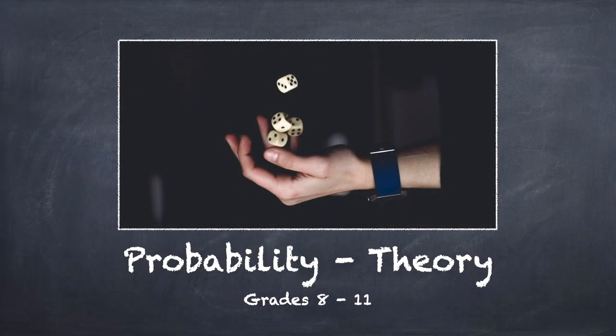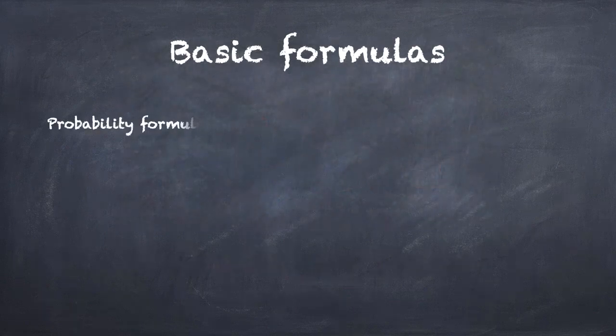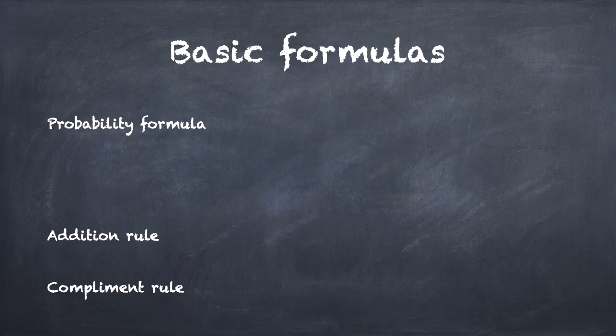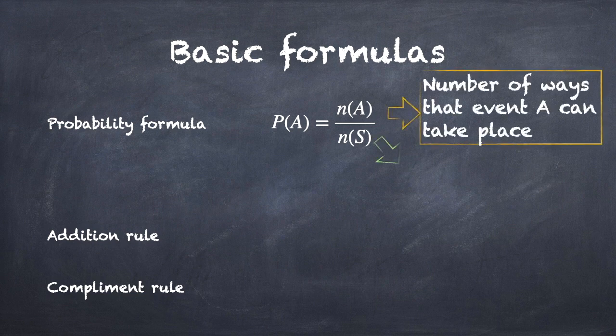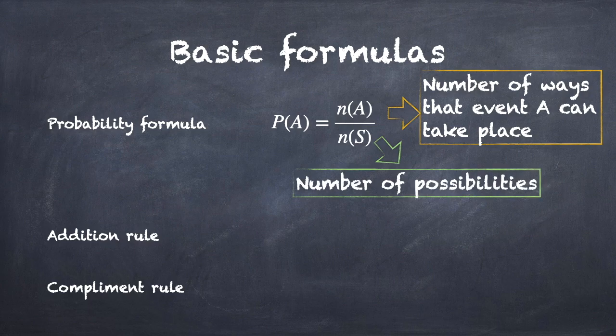Now, when we look at the theory that we started with when we did probabilities for the first time, we started with a probability formula. We did the addition rule after that, and then the complement rule. Now, the probability formula you are familiar with: the probability that A happens is the number of ways that an event can take place, divided by the number of possibilities that there can be. We call that the sample space.